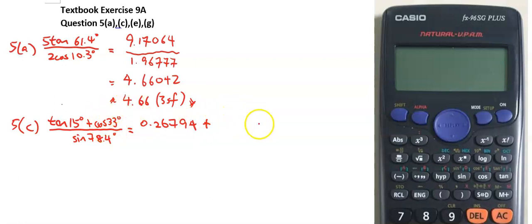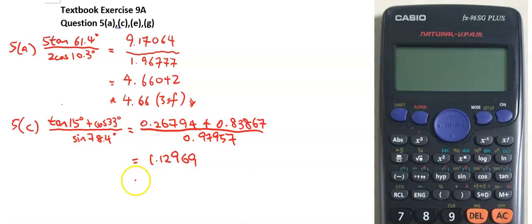Next, cosine 33, press calculator, 0.83867. And next, sine 78.4, we will get 0.97957. If you press all these values, calculate out, you will get 1.12969. So round off to 3SF, 1.13.